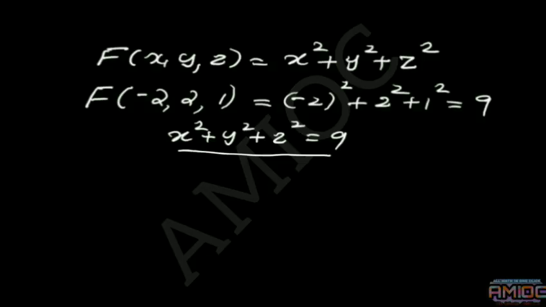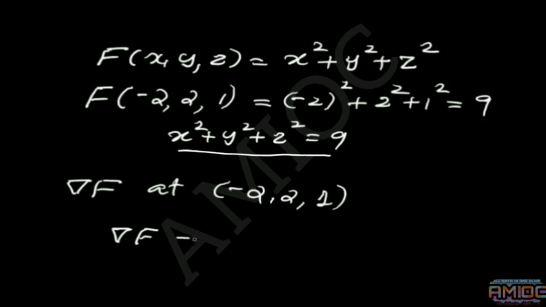Now, we can answer the particular question. The function f is given by x squared plus y squared plus z squared and the point is given by (-2, 2, 1). First of all, we have to evaluate del f at (-2, 2, 1), and we have to conclude that del f is not equal to 0.